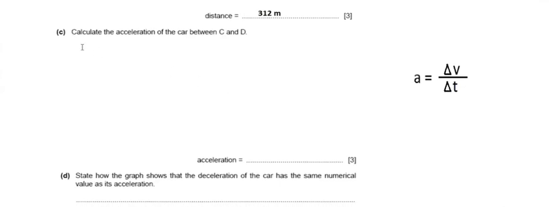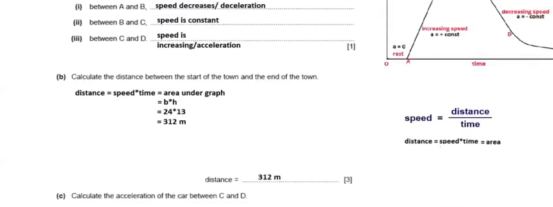Here you can see part C of the question: calculate the acceleration of the car between C and D. And we know that in the speed-time graph, the slope of the graph is the acceleration that we have calculated many times. Between C and D, we have to calculate the acceleration. So I can select any 2 points here. For simplification, I am selecting this point C and this point D directly. So the slope of this line we can directly calculate.